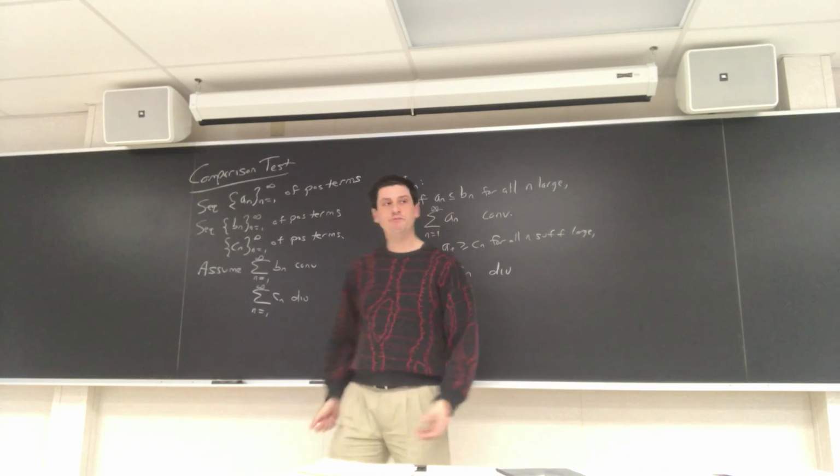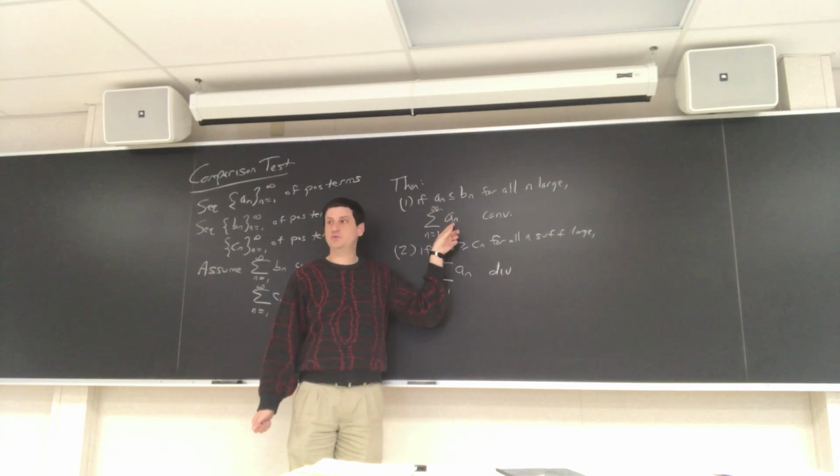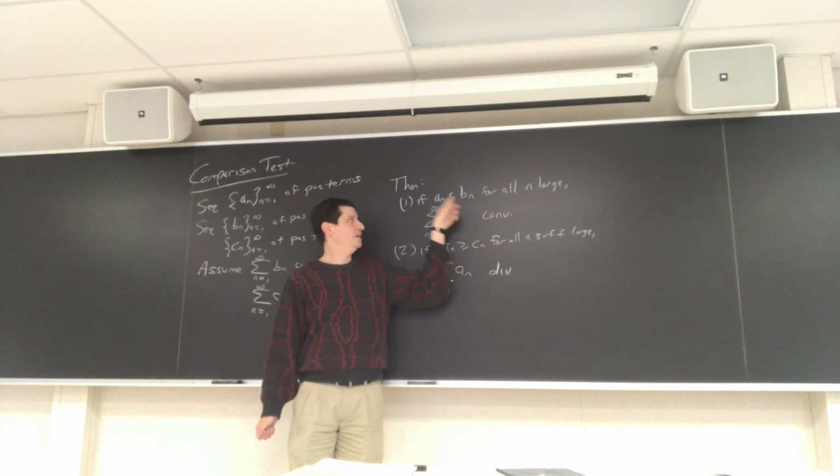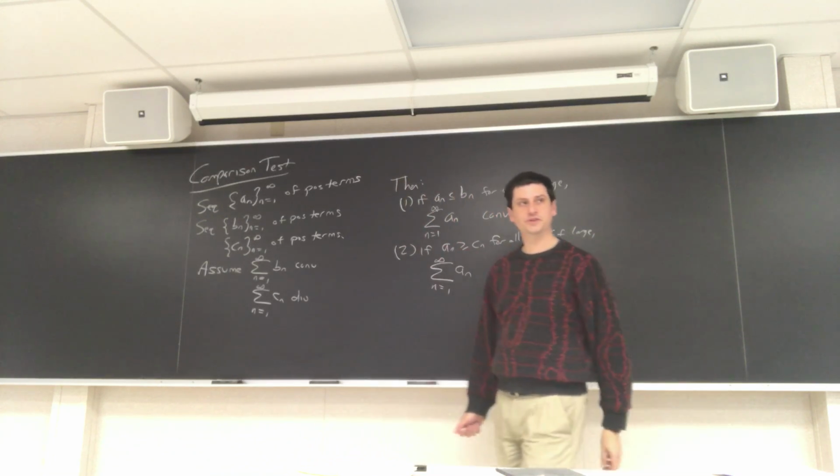So this is why really what's going on is the sandwich theorem. We're sandwiching an between two series that converge. It's always greater than or equal to 0. It's always less than or equal to bn. And so because it's always between them, it has to converge.